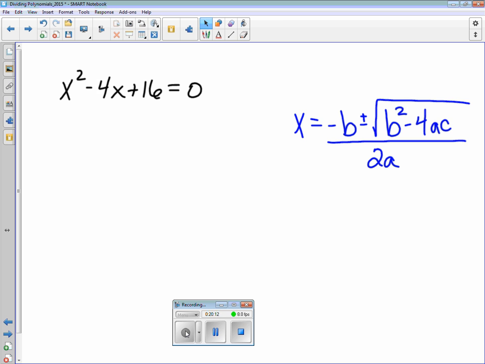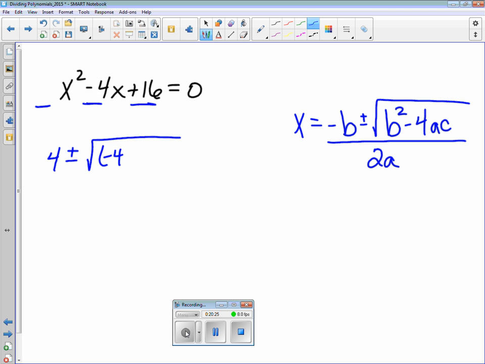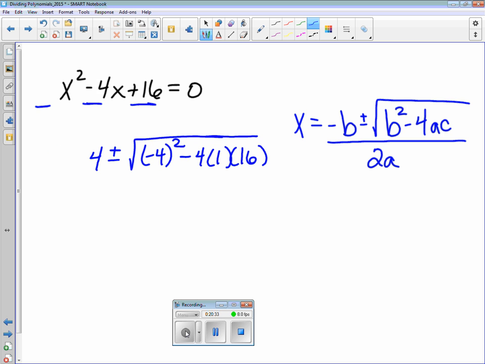So we have a, which is 1, we have b, which is negative 4, and we have c, which is 16. So negative a negative 4 is positive 4, plus or minus the square root of b squared, don't forget to put your negative 4 in parentheses, minus 4ac, all over 2 times 1. This is just x equals. That's just what the solutions are.